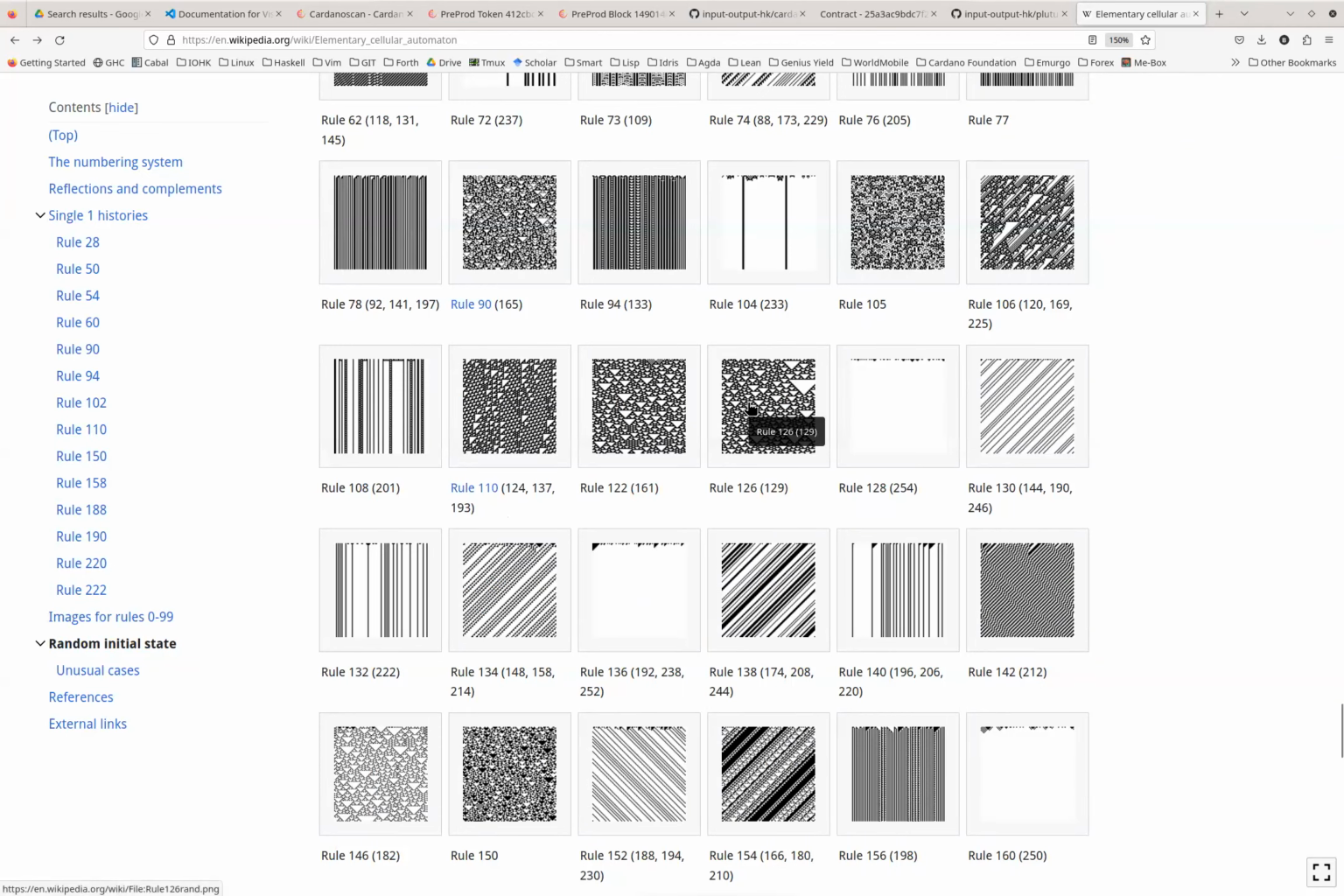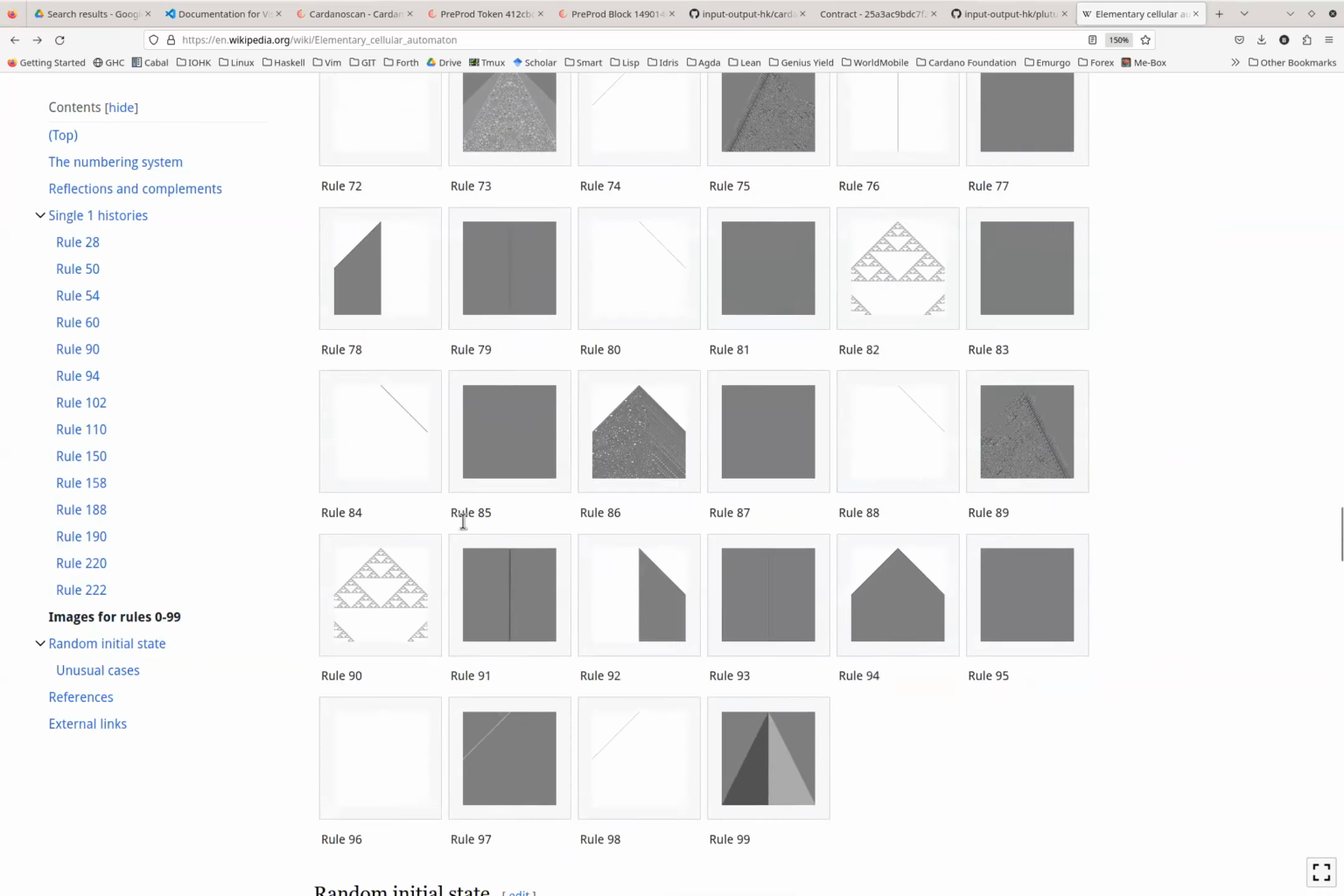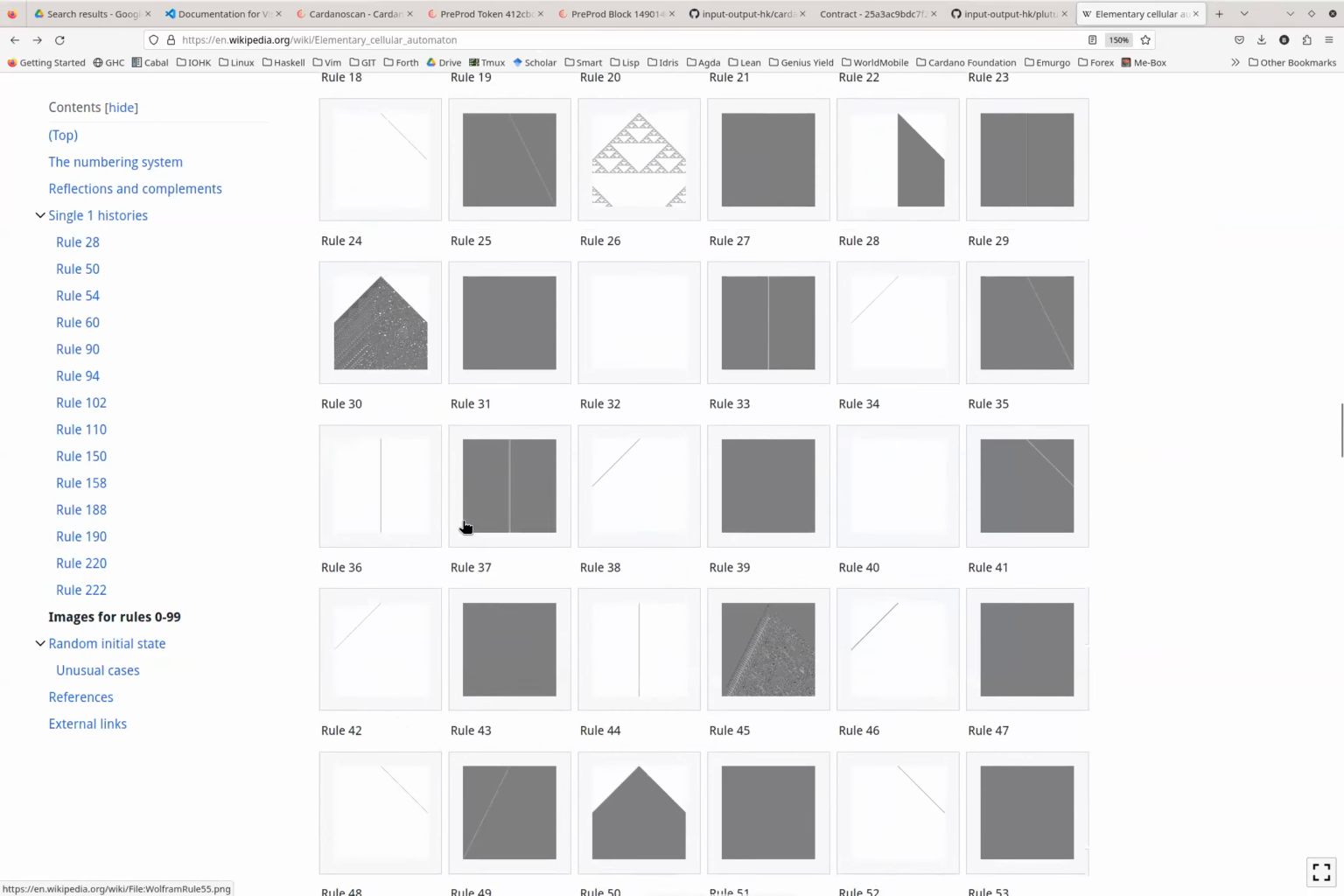This looks interesting. But I think here they start with something else. Maybe all cells activated or whatever. No idea.